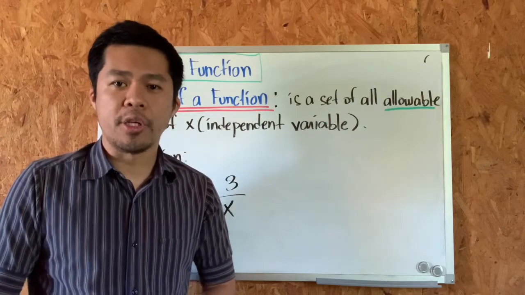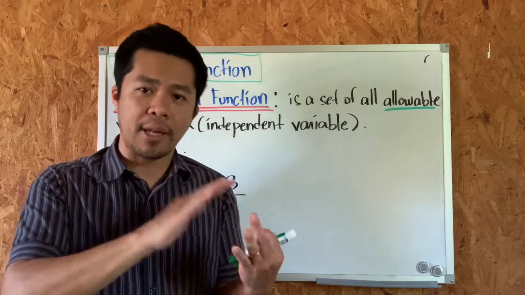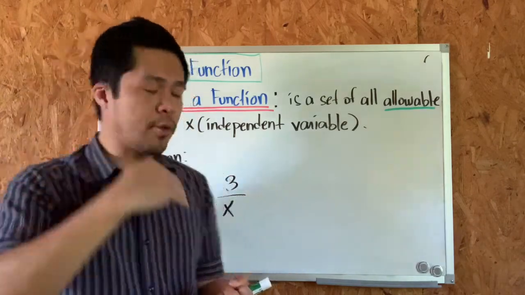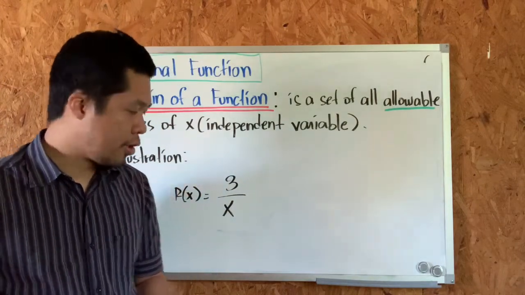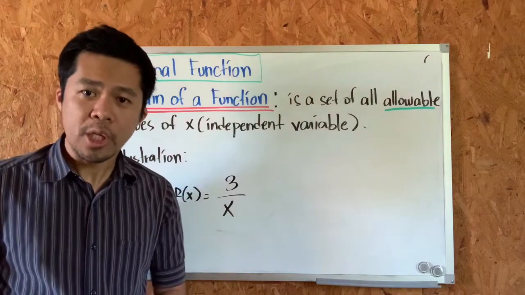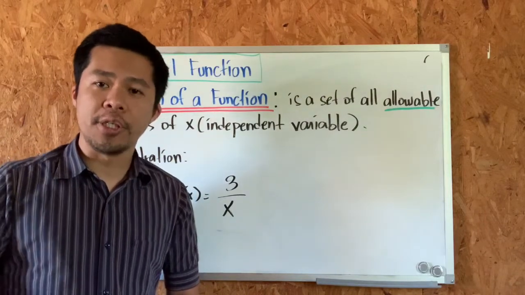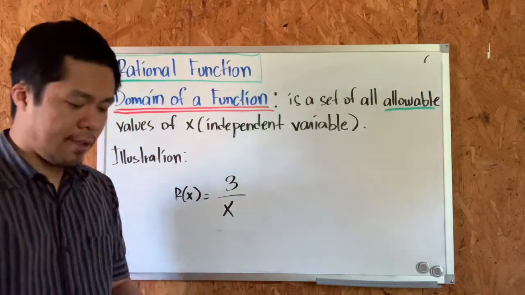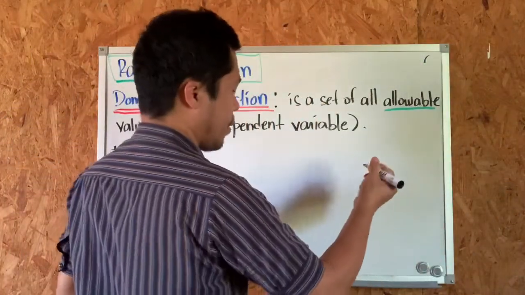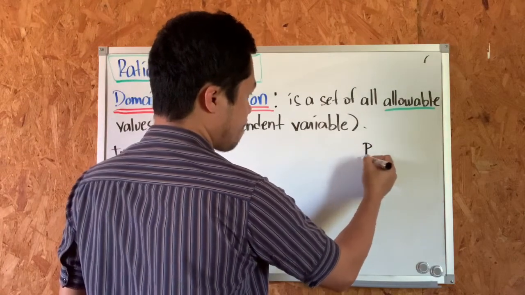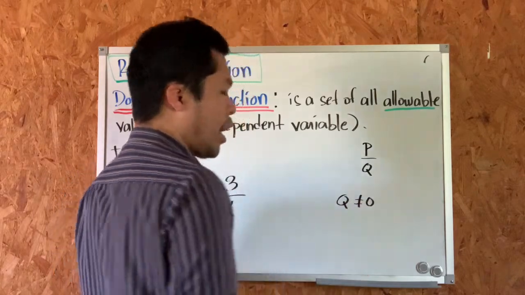Let's go back to the definition of rational functions. What makes a function rational? It should satisfy three things. First, both the numerator and the denominator should be polynomials. Second, the denominator should have at least one variable, which in this case it has. And the third condition talks about the domain, okay? Because in the third condition, our q, which is the denominator, cannot be equal to 0.